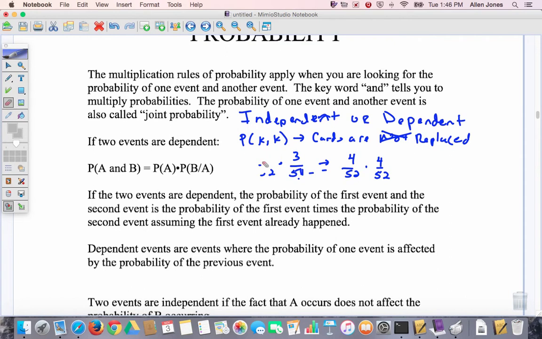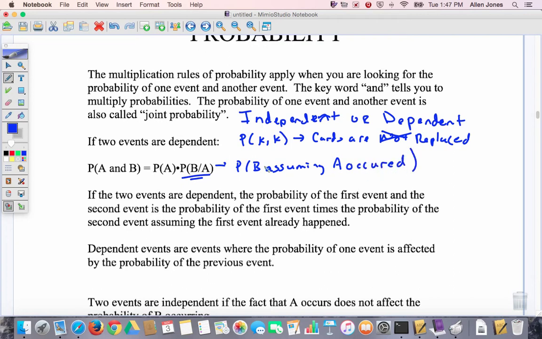So with that being said, our rule is written right down here. For dependent events, the probability of A and B occurring, so the probability of a king and then another king, is the probability of a king times the probability of another king, assuming the first king has already been drawn out. Making that point, that little slash sign there is not a division sign. It means this last part right here, I'm just going to write this out, the probability of B assuming that A has occurred. So the probability of the second king assuming the first king has already been drawn out.